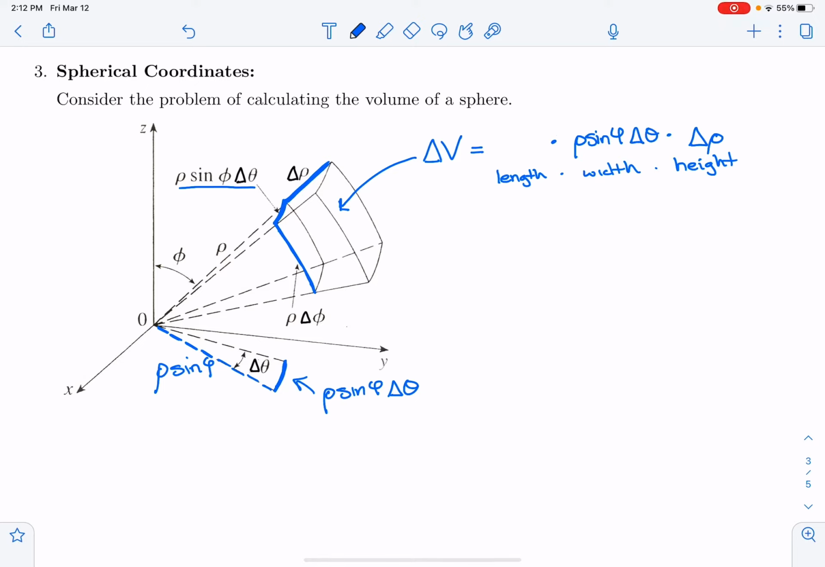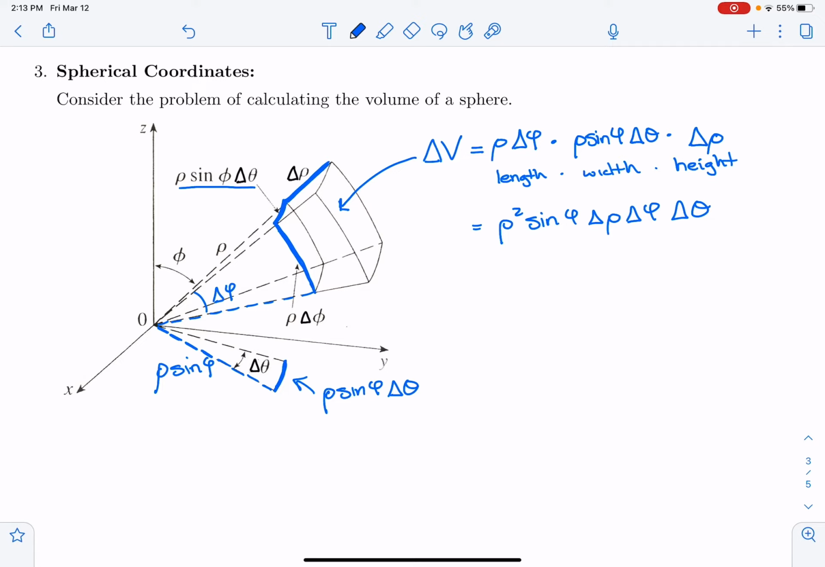And then finally, for the length, again, we're looking at an arc length, so we just need to know this distance. But this distance is going to be rho. And then the angle here is going to be delta phi. So we get rho delta phi. So if I rearrange this, this ends up being rho squared sine phi delta rho delta phi delta theta. And so that is the approximate volume of that rectangular prism.